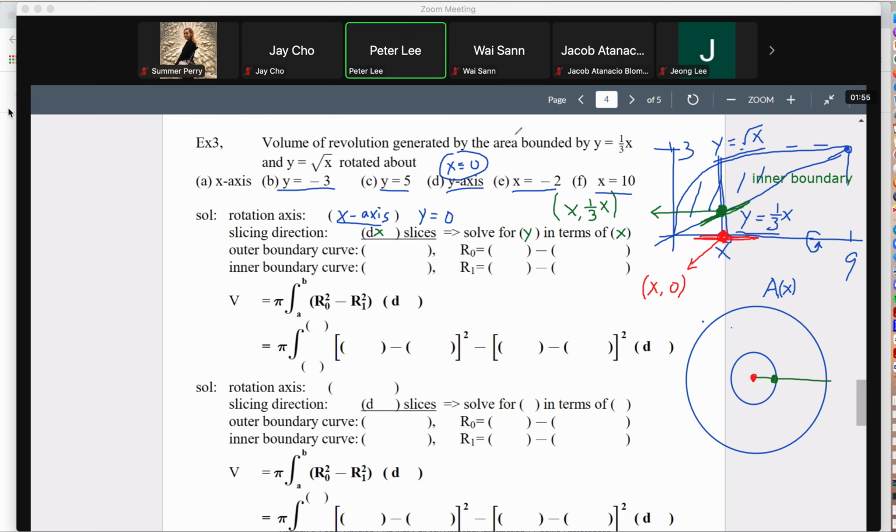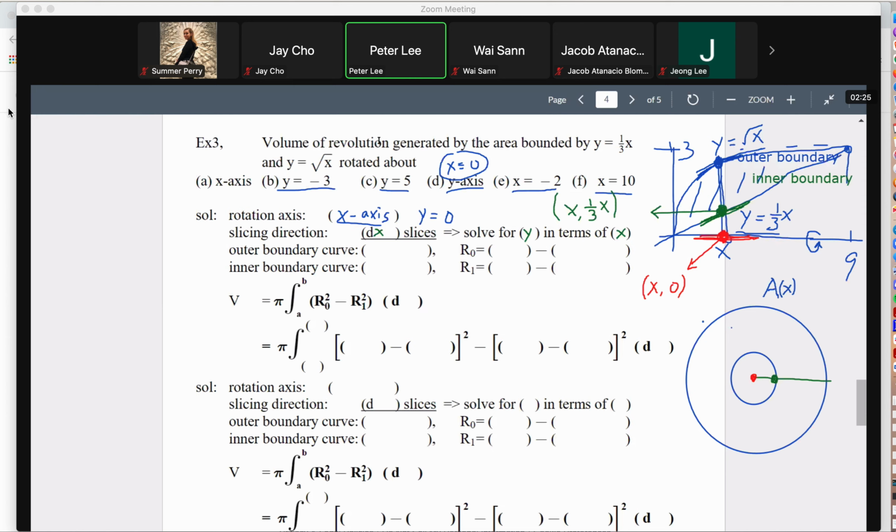And now let's look at the third point. Let me mark this in blue. This point is right here. What is that point doing there? That point is part of this curve right here. And that blue curve is what we call the outer boundary curve. Let me write that in blue: outer boundary curve.